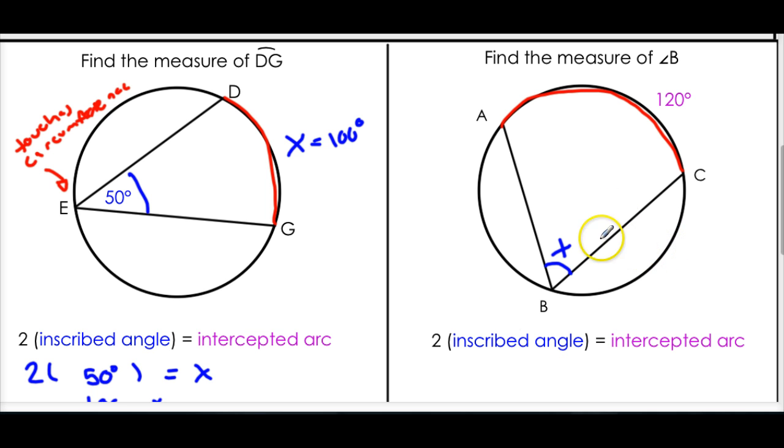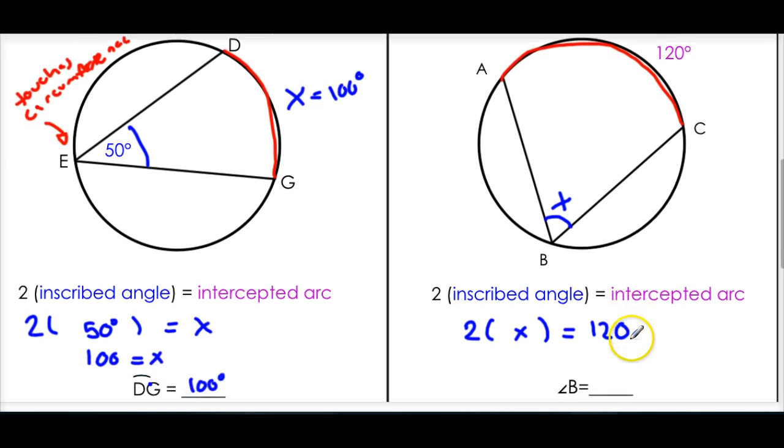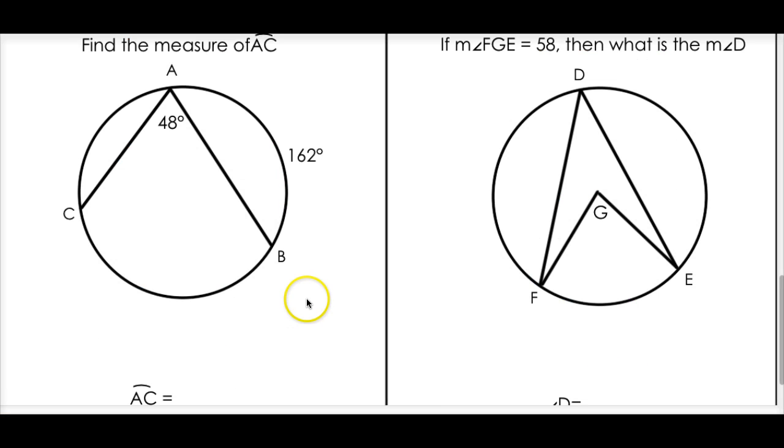So let's just plug into our formula. So 2 times the inscribed angle, which is x, is equal to the intercepted arc, which is 120. All right, just plug it into my formula. To solve for x, I have to divide both sides by 2, and I just get x is equal to 60 degrees. All right, that is 60 degrees. So B is 60.